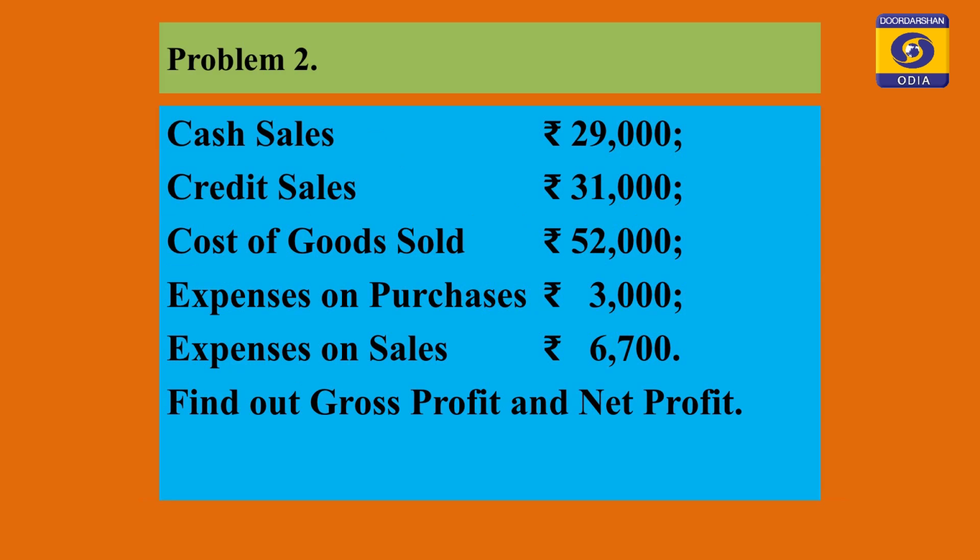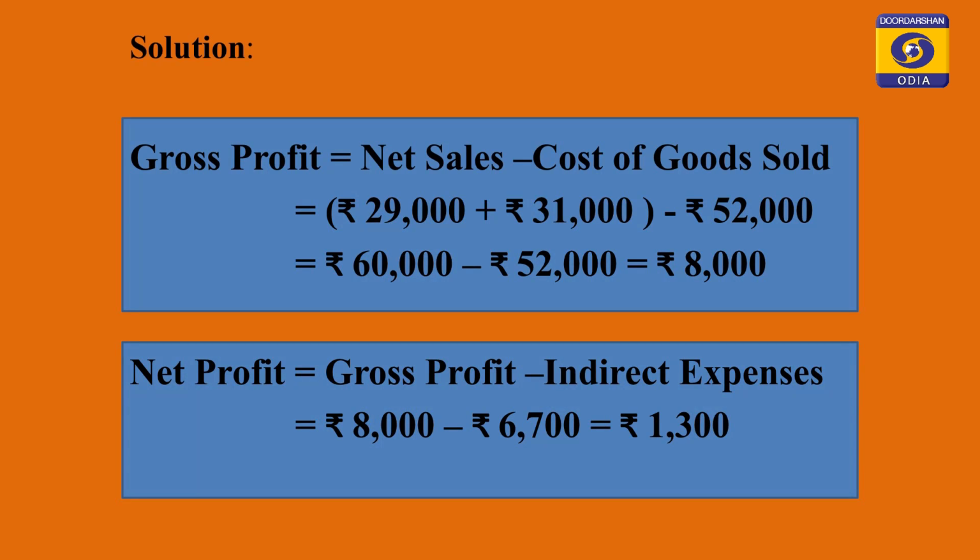Let's take a look at another small question. So this question is, cash sales given to you is rupees 29,000, credit sales 31,000, cost of goods sold 52,000, expenses on purchases is 3,000, expenses on sales is rupees 6,700. Find out gross profit and net profit. So just have a look at this.